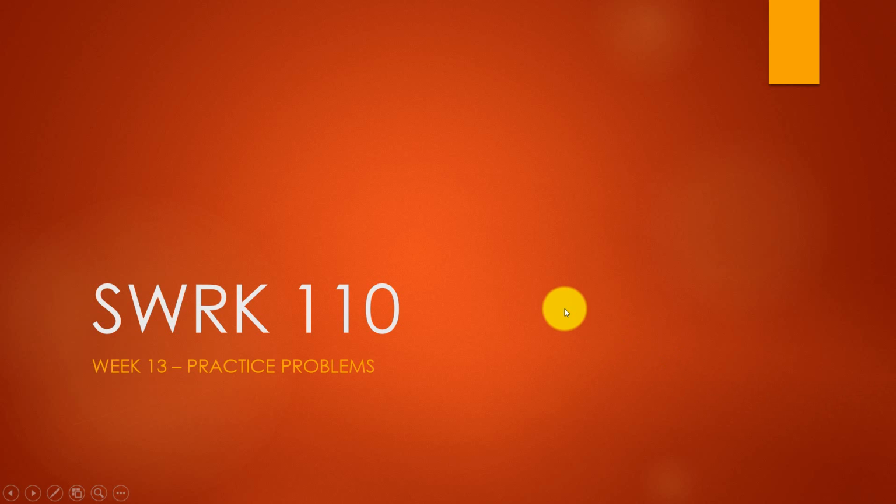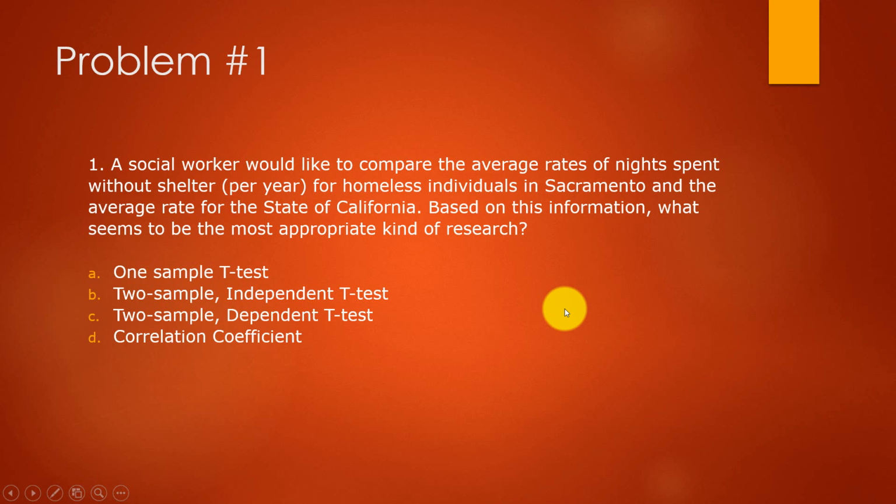I'm going to go right into it, and the first problem reads, a social worker would like to compare the average rates of nights spent without shelter per year for homeless individuals in Sacramento and the average rate for the state of California. Based on this information, what seems to be the most appropriate kind of research? Your choices are one sample t-test, two sample independent t-test, two sample dependent t-test, and correlation coefficient. In this particular case, the correct answer is A, one sample t-test.